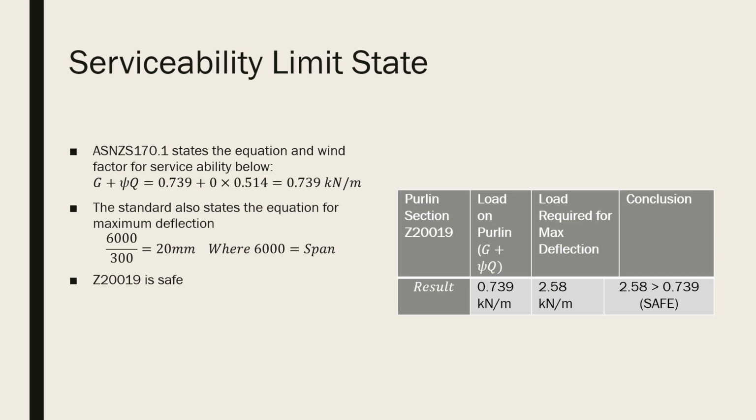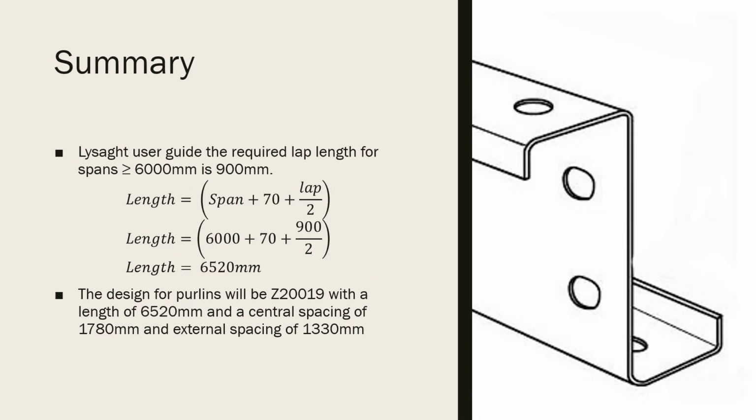The purlin brochure states the required lap length for spans greater than 6 meters is 900 millimeters. We can use the following equation to find the length required of the purlins. Doing this, we find that the section needs to be 6,520 millimeters long.